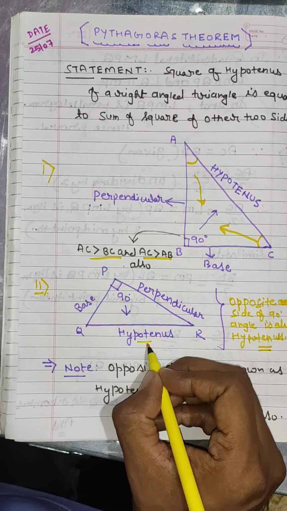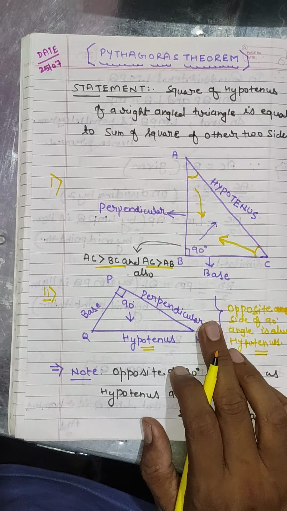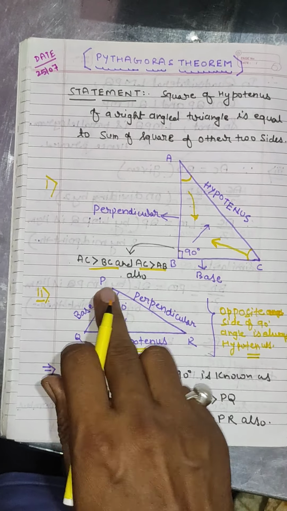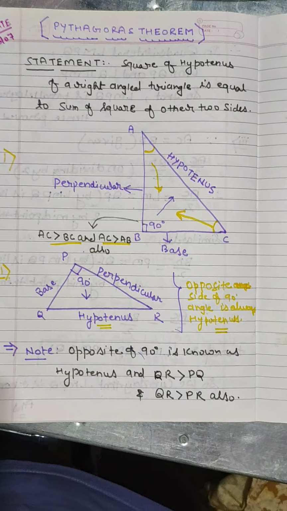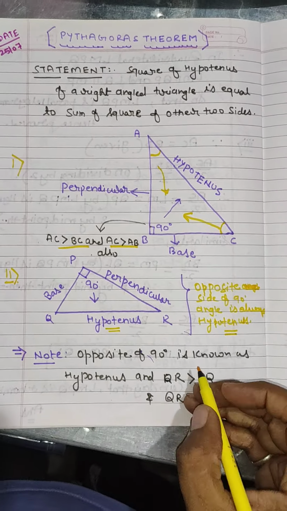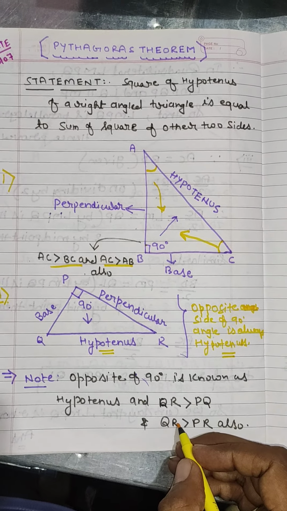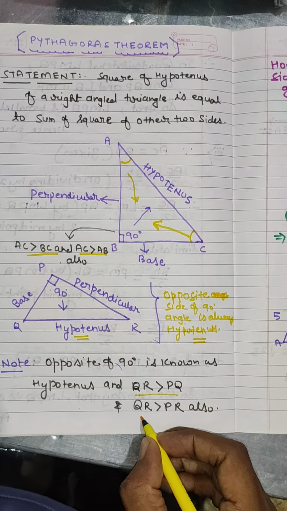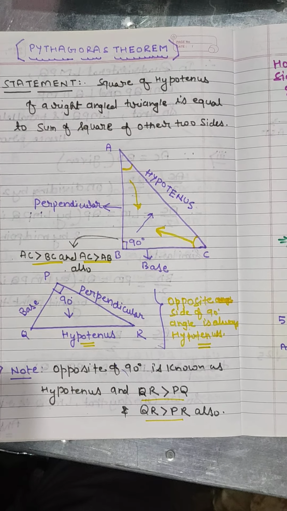So this is the hypotenuse, because this is opposite of 90 degrees, and of the other two sides you can consider any one. You can consider this one perpendicular and this one base, or you can consider this one perpendicular and this one base. So again I have written here, QR is more than PQ, and QR is more than PR also. Okay, I believe this point is clear.